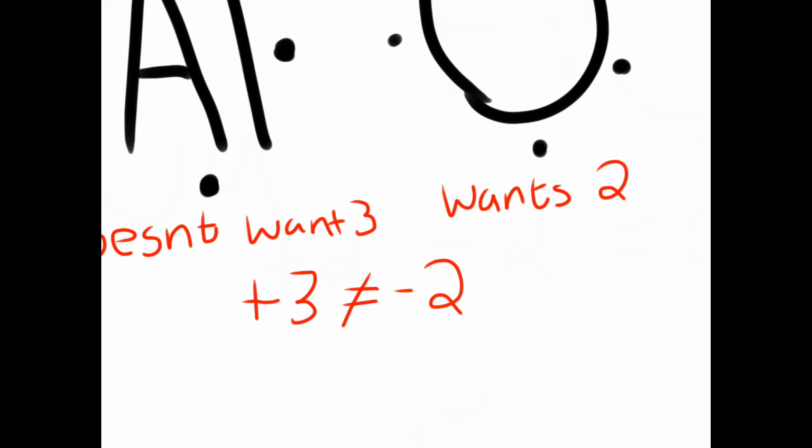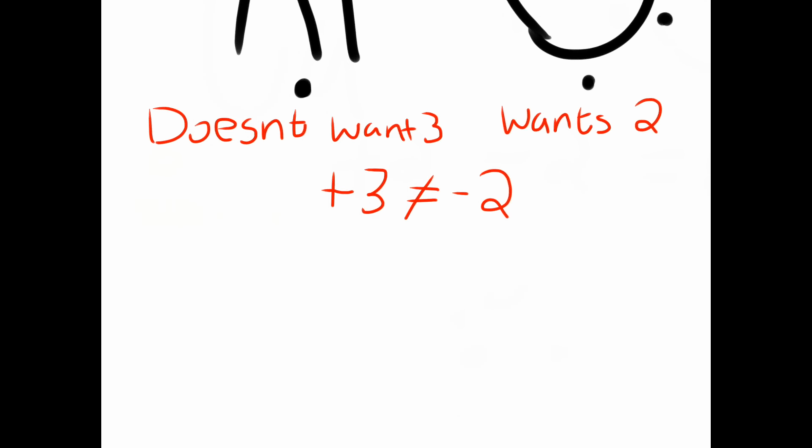This is another example, except we're using aluminum and oxygen, and they have different wants and needs, so they don't immediately balance each other out, because +3 does not equal -2. So how are we going to do this?